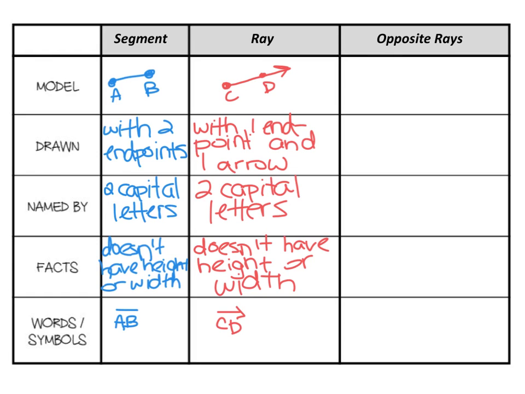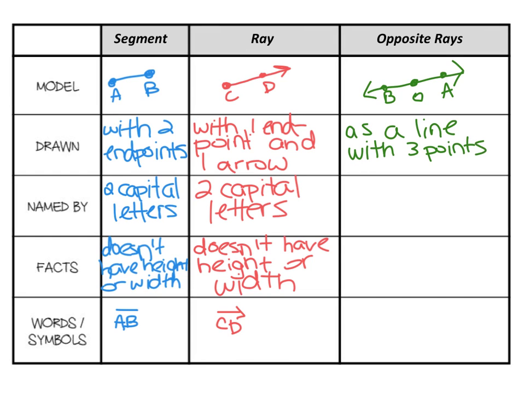Opposite rays would be drawn similarly to when we drew a line before. Say this is point O, this is point A, and this is point B. Opposite rays are drawn as a line basically with at least 3 points. It's named by, in this case, 2 sets of capital letters that share a common point. So let's write 2 sets of capital letters.